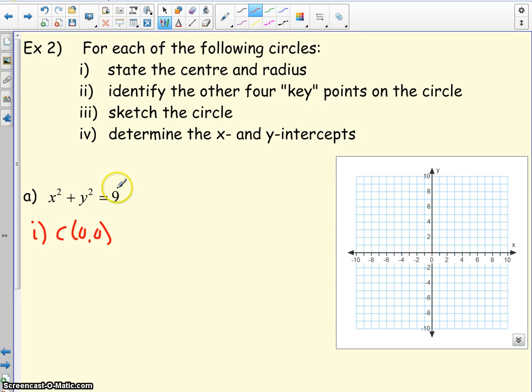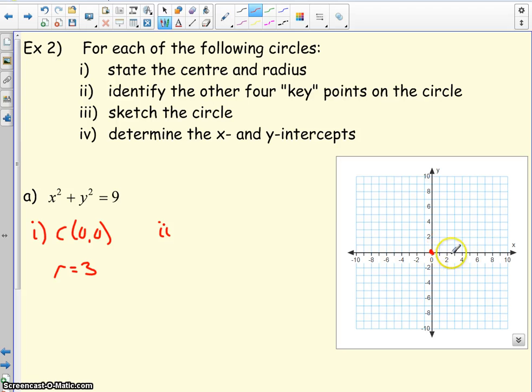And since we have 9 on the other side of the equation, remember that's equal to the radius squared, which means the radius itself is actually equal to 3. Now to find our key points, if I was just trying to make a quick sketch here, I have my center at 0, 0 over here on the graph, and my radius is 3. So I can find other key points by moving a distance of 3 in any direction from the center. The easiest way to do that is to move from the center up 3, right 3, down 3, and left 3. So up, down, left, right, the amount of your radius.